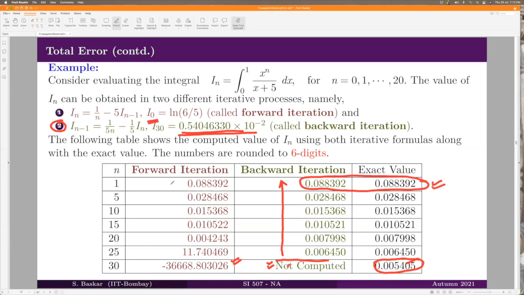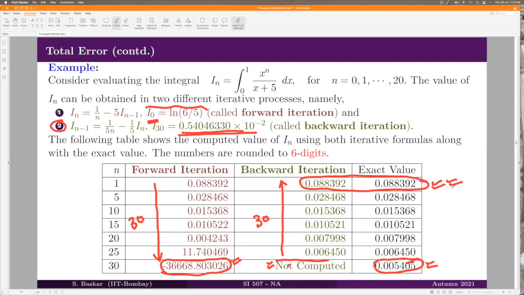Whereas I started with I0 and came 30 steps forward, the same number of steps. Here also I did around 30 steps, maybe 29. But forward iteration amplified my error drastically when compared to the exact value, whereas backward iteration did not magnify it much.